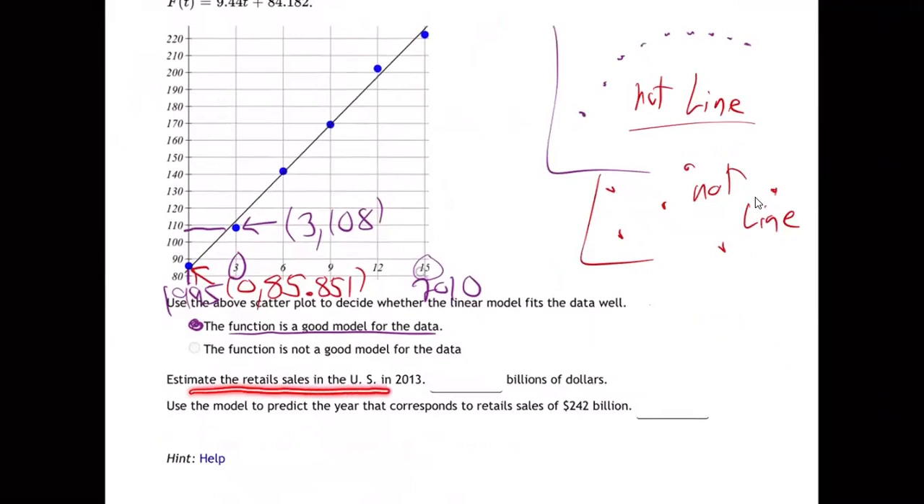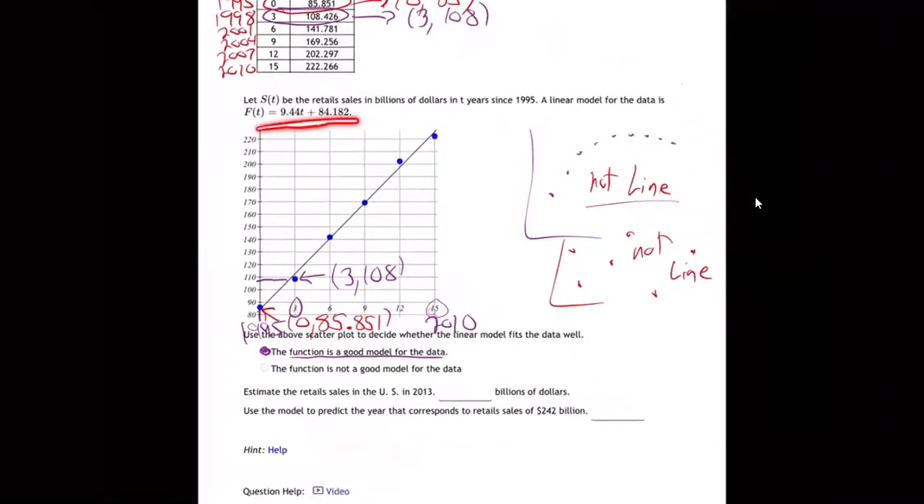So the question: estimate the retail sales in the United States in 2013. Well, how are we going to do that? Right here, they gave us the equation of this line. In other words, this is like the y-axis, and this is the x-axis. It's telling us y equals, well, it's using t. I'll call this t instead of x. y equals 9.44t plus 84.182, and the y is the sales.